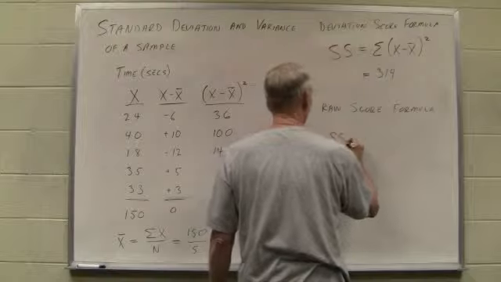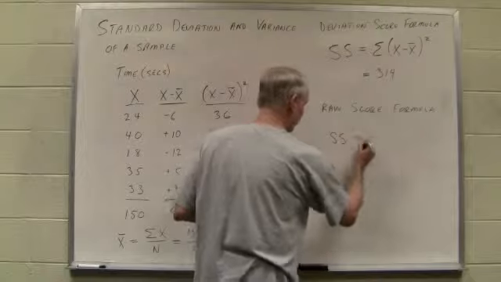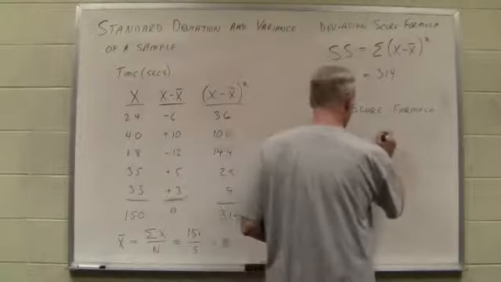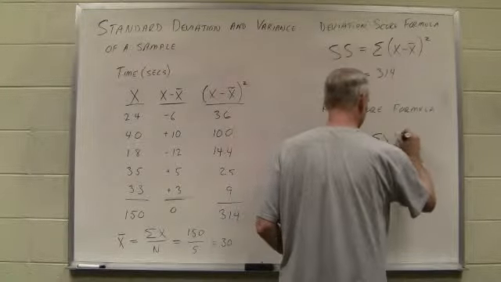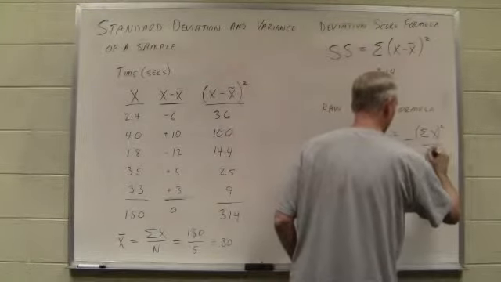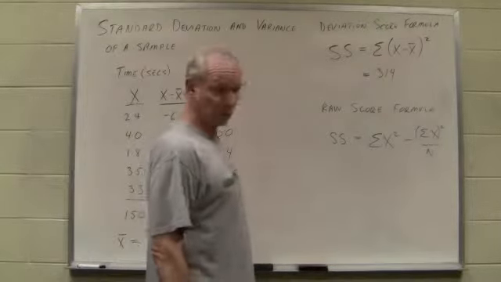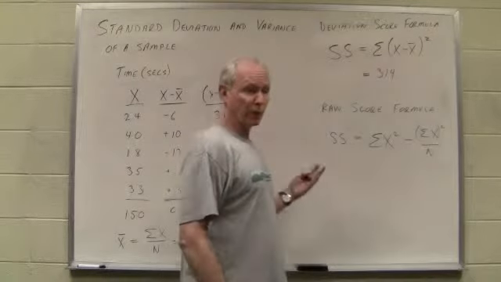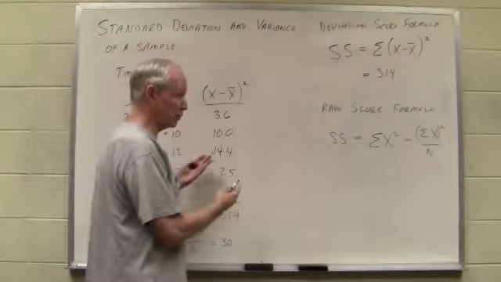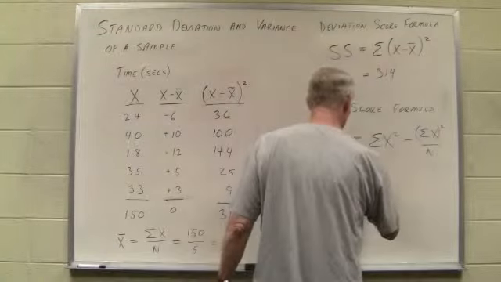The raw score formula doesn't require that we do any of the subtractions to get those deviations, and doesn't require that we square them in any way. We simply deal with the raw scores that we start with. And it looks like this. Now, I'll bet initially this doesn't look to you as if it's an easier formula, but it is. We often get to bypass any decimals getting magnified when we square them using this formula. So let's see what we get when we actually follow this.